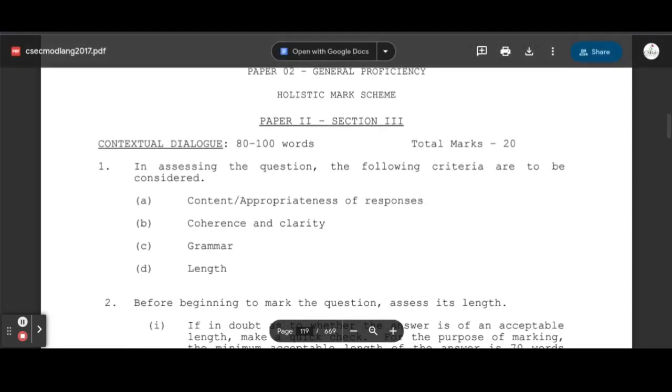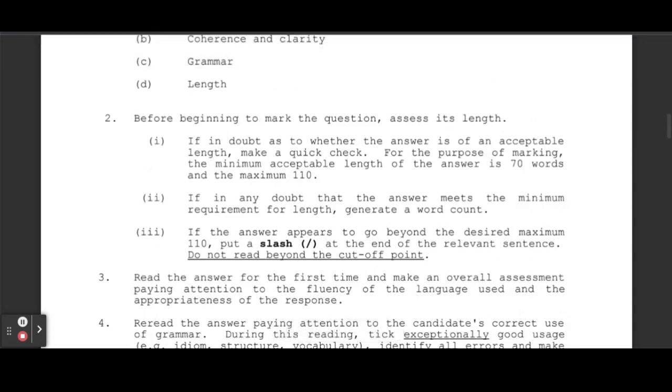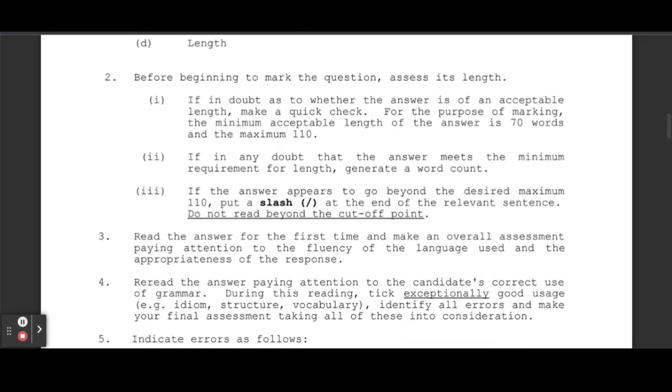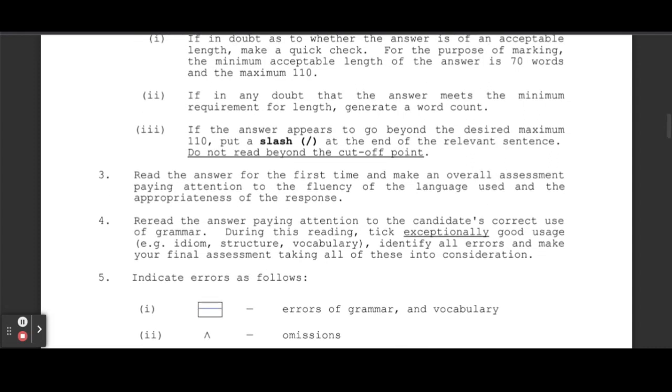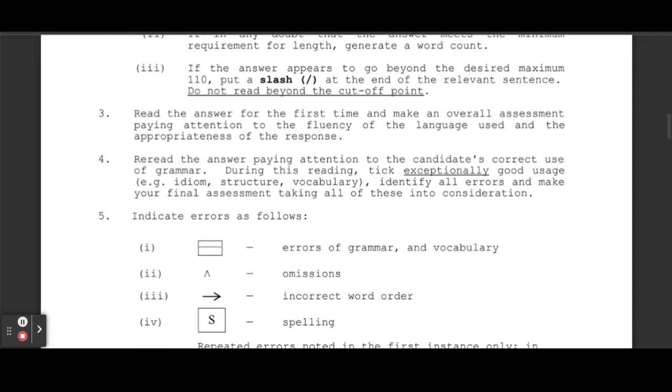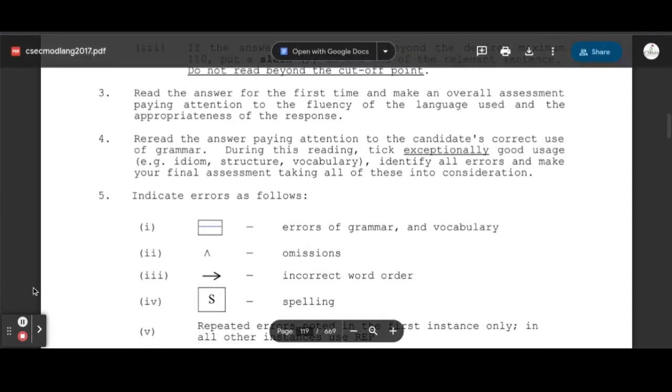Okay, they do have a secret extension, a secret range, but I still recommend you try and hit the word limit. Okay, if you're in doubt that the answer meets the minimum required for length, generate a word count. You should check your words. You should always check your words, and of course, you're not going to mark anything beyond the maximum word count.